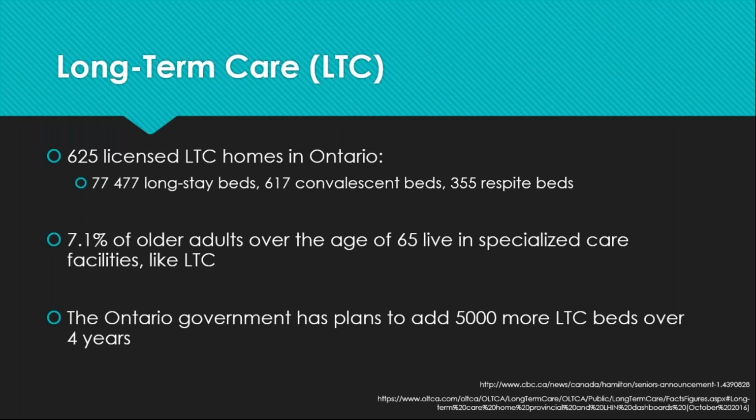There's about 7.1% of older adults over the age of 65 who live in specialized care facilities like long-term care. And the Ontario government has plans to add about 5,000 more long-term care beds over the next 4 years if they get re-elected. But the point being that there are lots of long-term care homes, and this is a sector that's going to continue to grow.